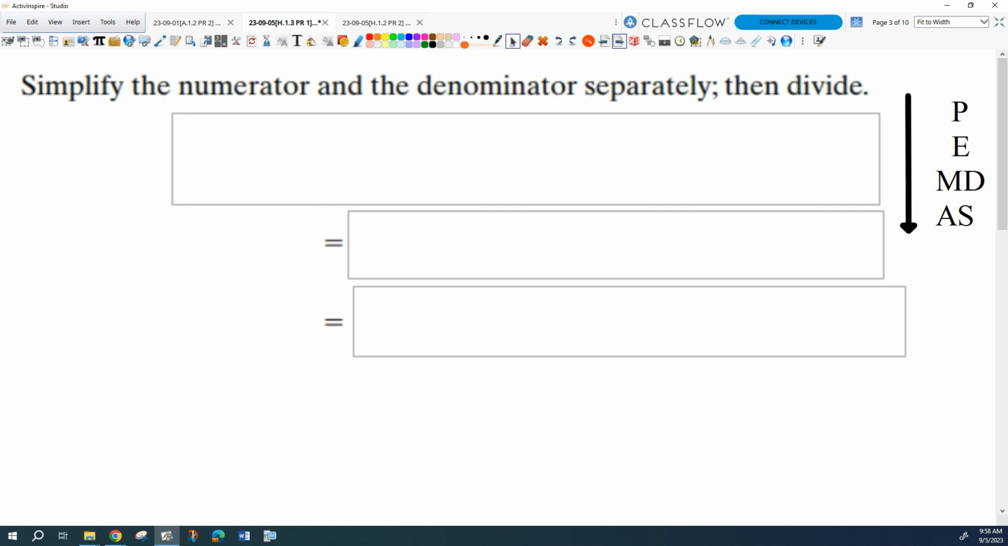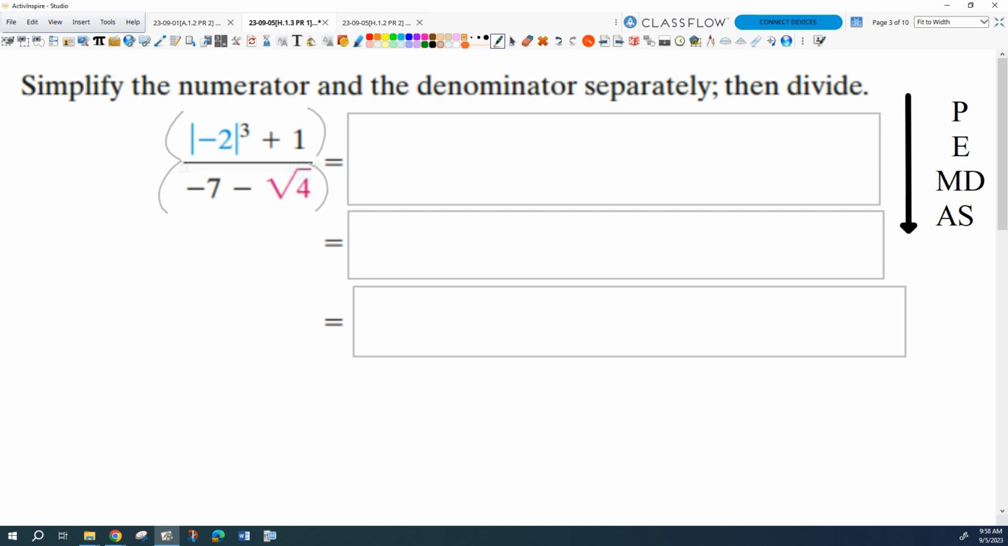Okay, so how about this? What if we start with a big fraction like this? So what's that mean? Well, there's implied parentheses around the numerator and the denominator. So it's not there, but technically we can always think of grouping symbols around the top and the bottom. So I've got to work inside each set of grouping symbols and they're completely separated.